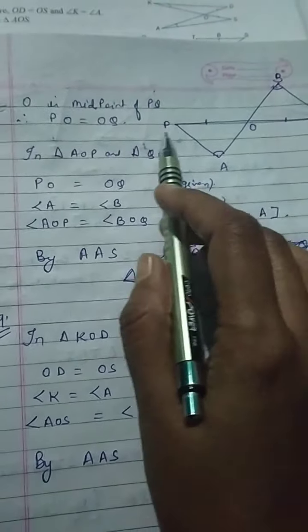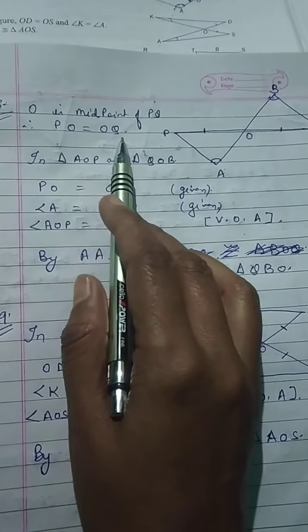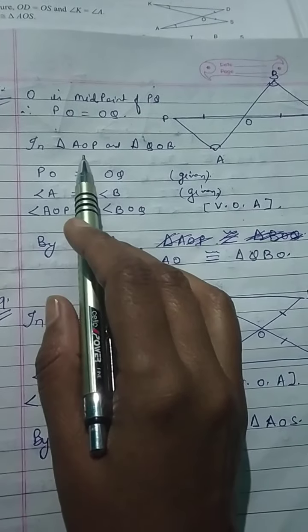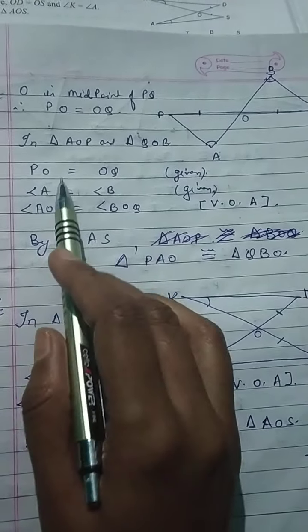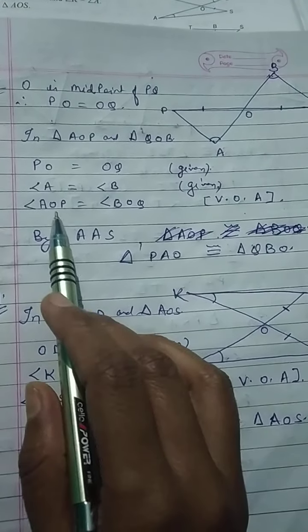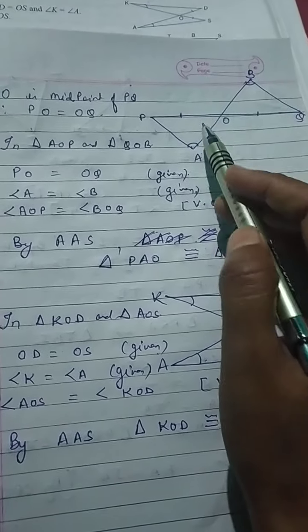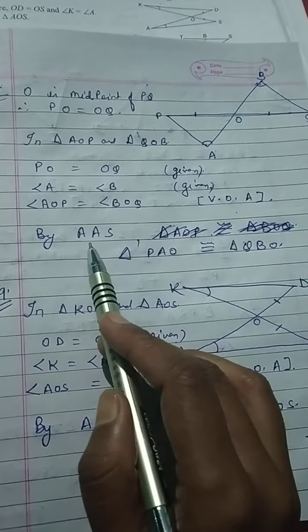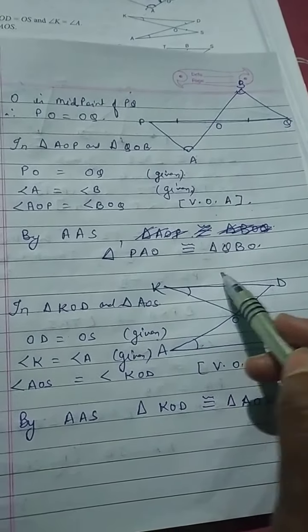So O is the midpoint of PQ, PO is equal to OQ. In triangle AOP and triangle QOB, PO equals OQ, given; angle A equals angle B, it is also given; and angle AOP is equal to angle BOQ, vertically opposite angles both. So by angle, side, two triangles are congruent. Okay.